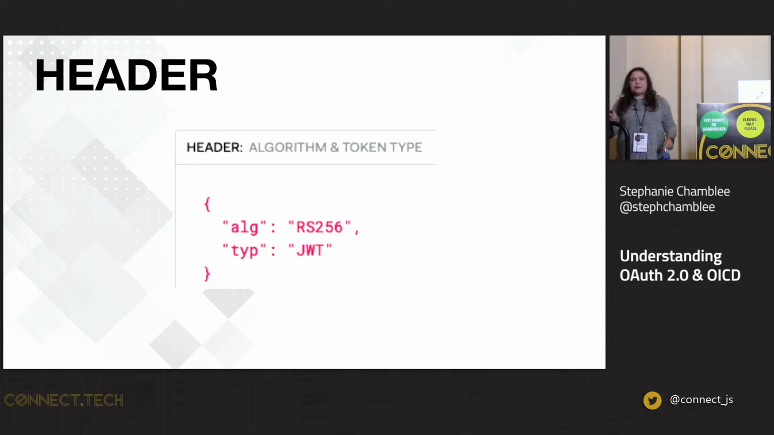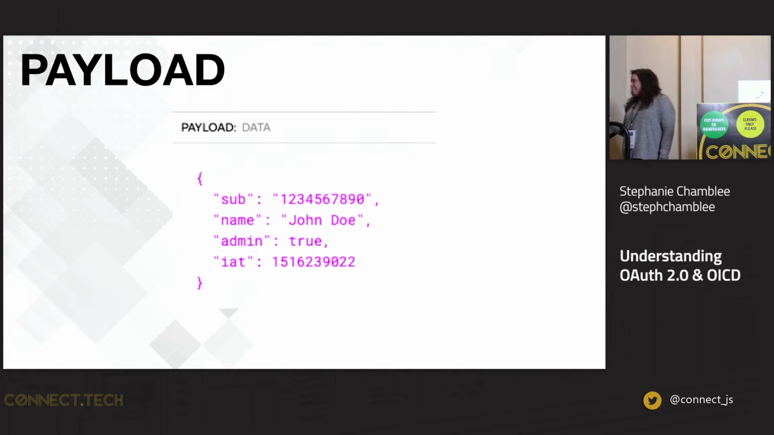So going through these parts, we have the header. The header contains the algorithm used to sign the token, which is very important in verifying an authentic source for the token, and the type. In this case, it's JSON Web Token. Next, we have the payload. The payload contains the claims about the user. And so there is a list of standard OpenID Connect claims that you can use in the payload here.